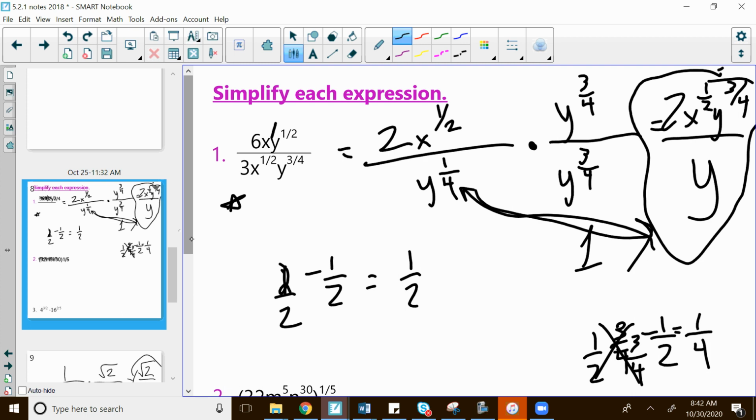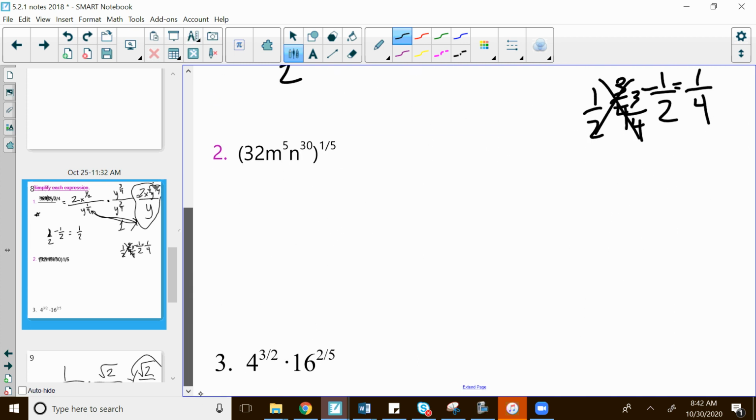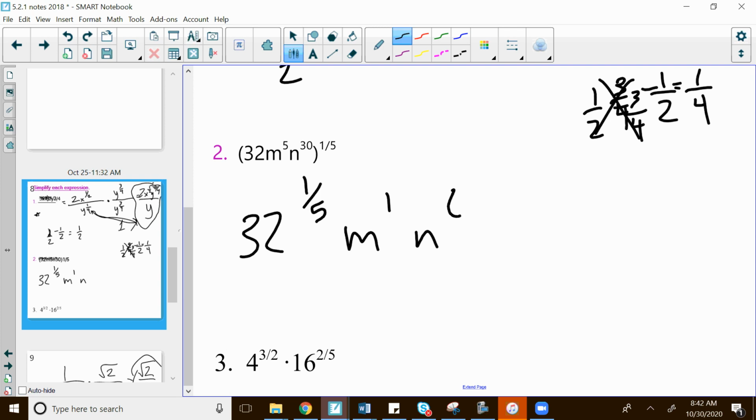Okay, let's do one more here. 32 m to the 5th n to the 30th, all raised to the 1/5 power. That's 32 to the 1/5. m to the 5th raised to the 1/5 is actually just m to the 1st power. When we take a power to a power, we're multiplying. And then n to the 30th raised to the 1/5 power, multiply that, and it's n to the 6th.